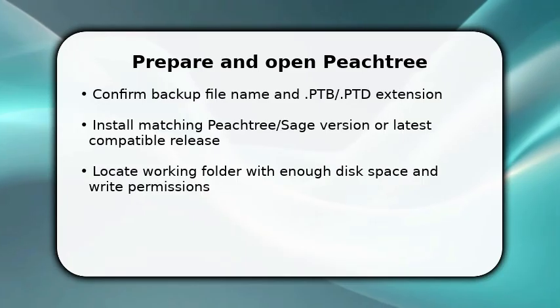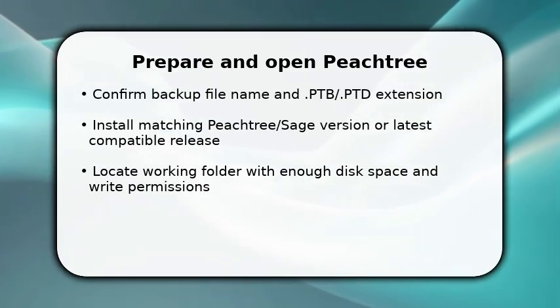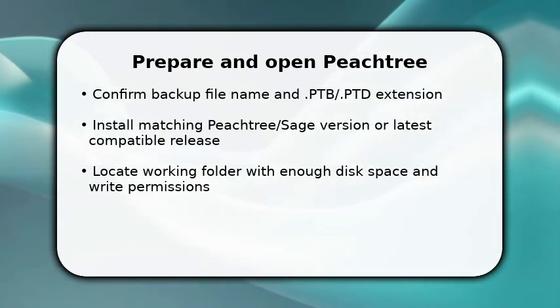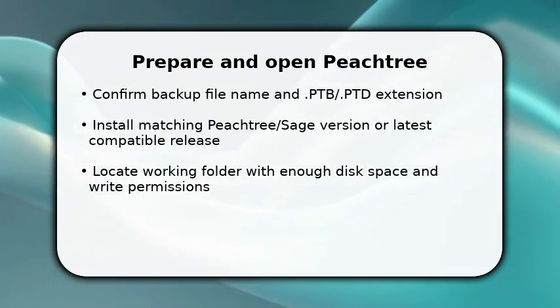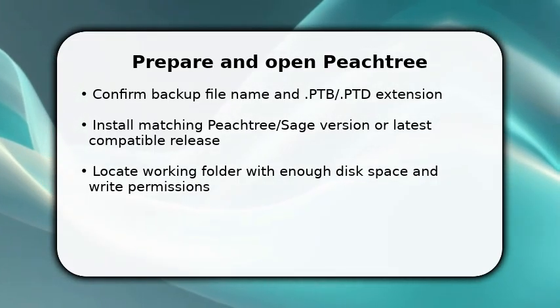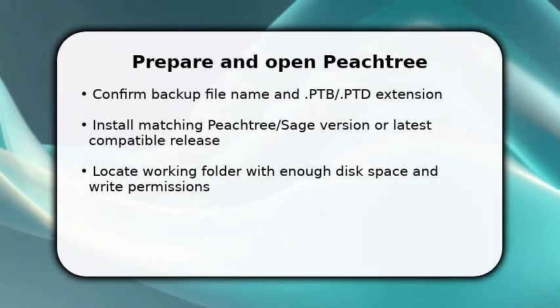You begin by confirming the exact backup file name and its extension so Peachtree knows what to read. Open the correct Peachtree or Sage edition. You must use a compatible version to avoid conversion errors. Once done, make sure the folder where you'll restore has sufficient disk space and write access.